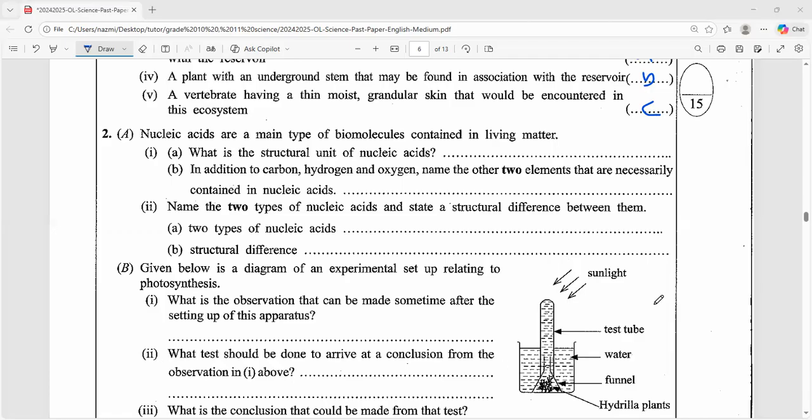This is the second one. Nucleic acids are a main type of biomolecules contained in living matter. The structural unit of nucleic acids are nucleotides. In addition to carbon, hydrogen and oxygen, two other elements are necessarily contained in nucleic acids: phosphorus and nitrogen.